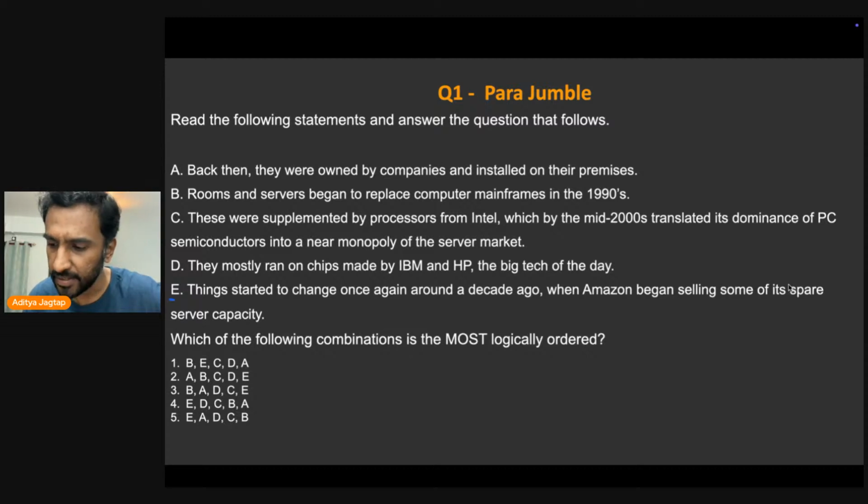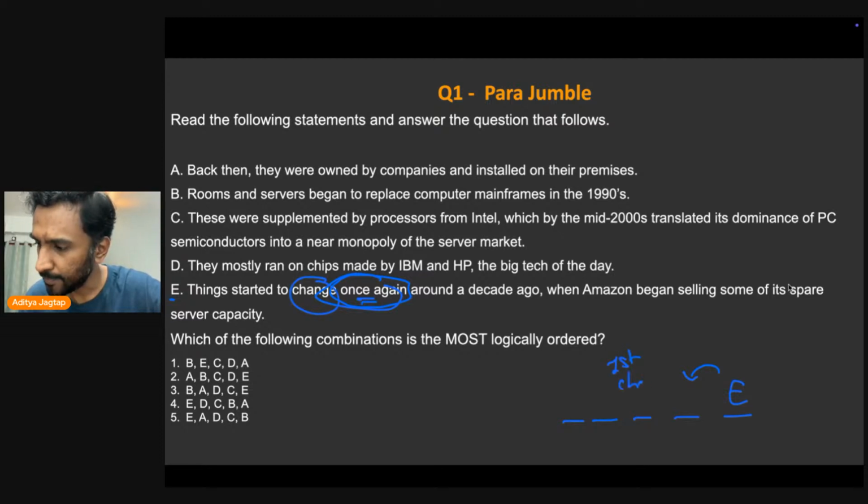Now, let's look at sentence C. Things started to change once again around a decade ago when Amazon began selling some of its spare server capacity. Sentence is very easy, but the words "once again" told me that prior to sentence E, at some stage, things changed, right? There was first change somewhere. This first change then got replaced by the second change here, which is a decade ago, right?